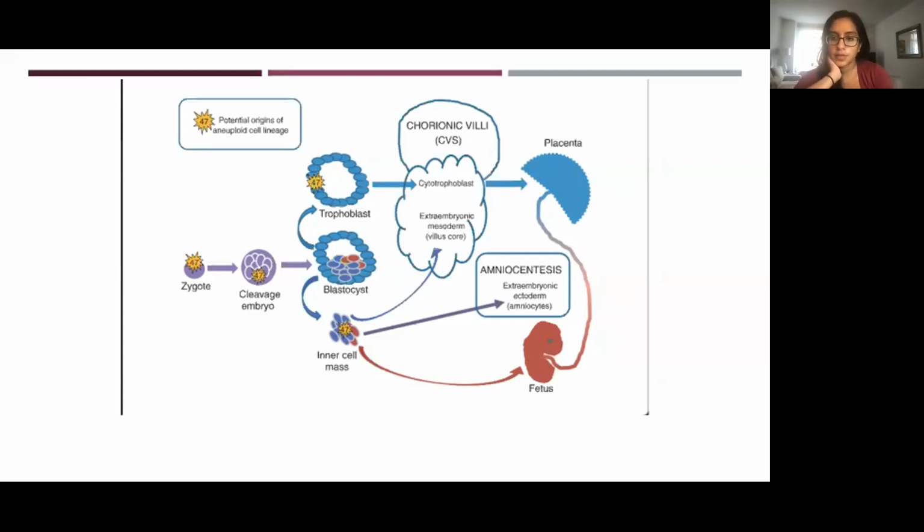Mosaicism can occur through meiotic non-disjunction with subsequent trisomy rescue or as a result of postzygotic mitotic non-disjunction. And to understand the implications of abnormal karyotype analysis seen on CVS or amniocentesis, it's really important to understand the developmental origins of these cell populations and what we're sampling with each technique.